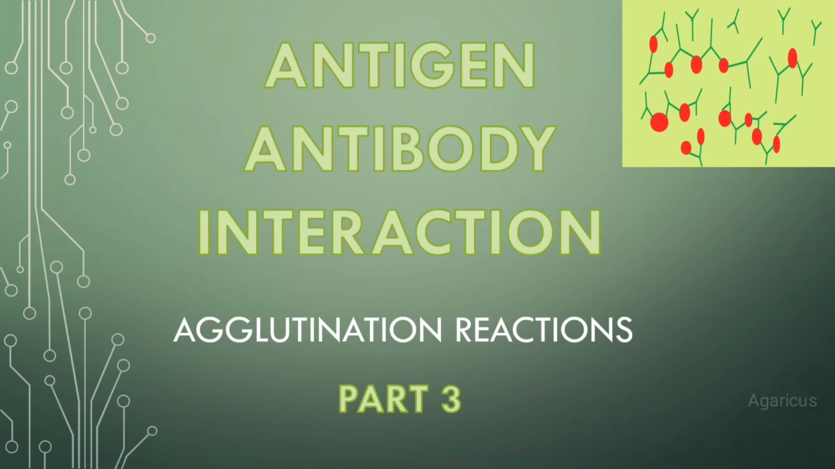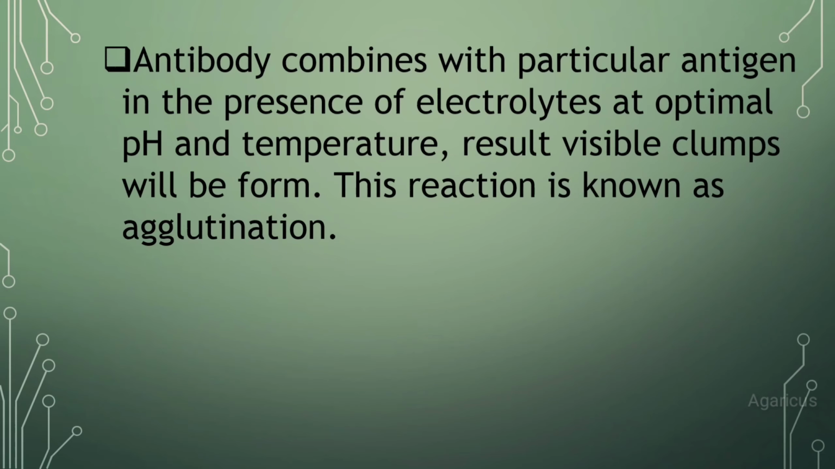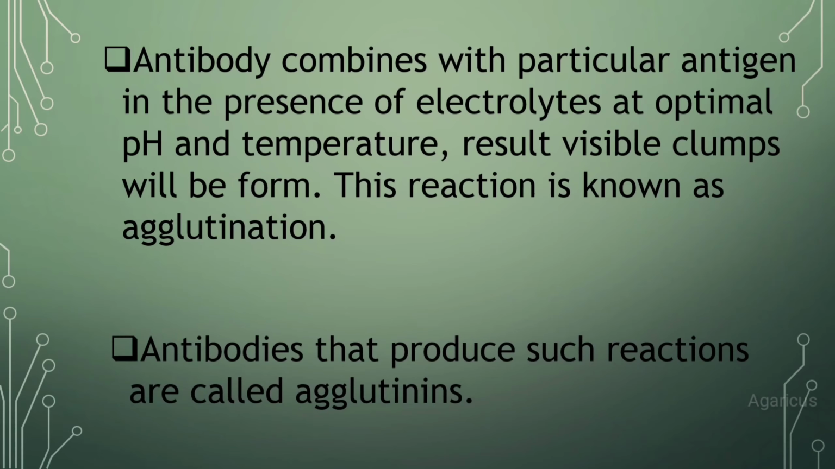Now we are discussing agglutination reaction. It is part of the antigen-antibody interaction. Antibody combines with a particular antigen in the presence of electrolytes at optimal pH and temperature. The result is visible clumps. This reaction is known as agglutination reaction. Antibodies that produce such reactions are called agglutinins.